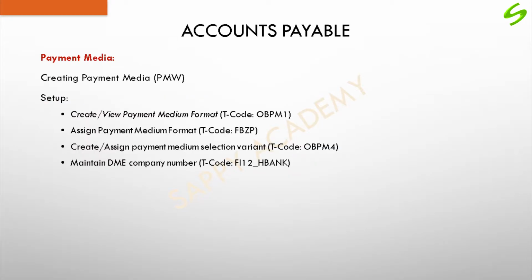To create payment media using payment medium workbench, we have to perform certain steps. The major steps to be performed are create the payment medium format in transaction OBPM1, then assign the format in FBZP in the automatic payment program configuration. The next step is to create and assign the payment medium selection variant in transaction OBPM4, and we have to maintain the DME company number in transaction code FI12_HBANK.